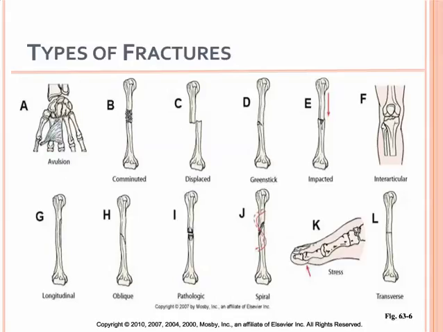These are the different types of fractures to give you a picture of what they mean. Most are self-explanatory. Avulsion is when there are fragments that rip away from the main bone structure itself, and comminuted is basically when there are many pieces or it's shattered.